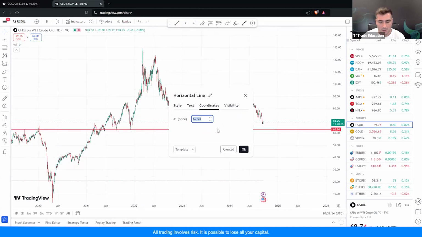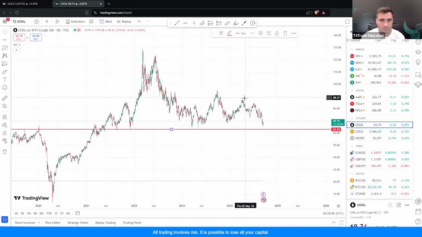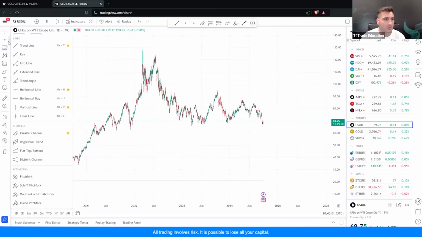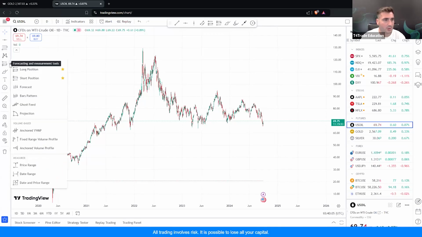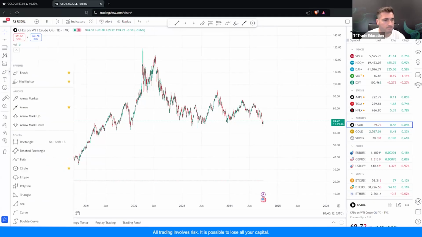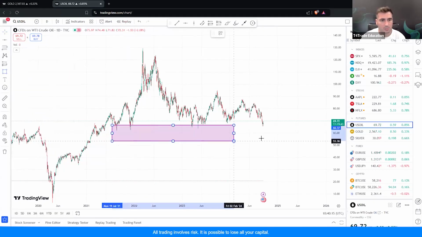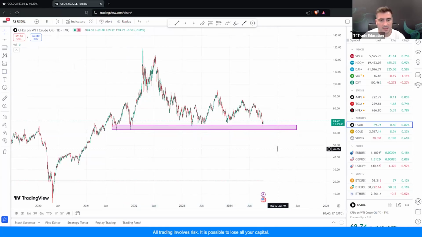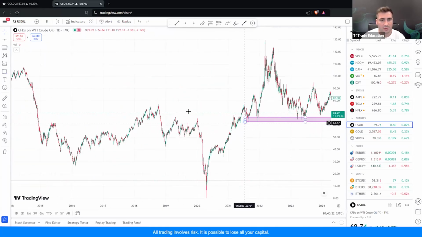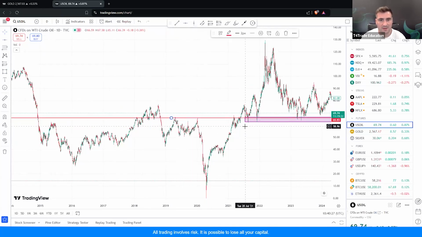Let's not use this area as a line. Let's use the rectangular shape instead. There we go. So we mark this as a key area. Why, you may ask? My point of view is pretty obvious. You can also use a line instead. So this is definitely one.